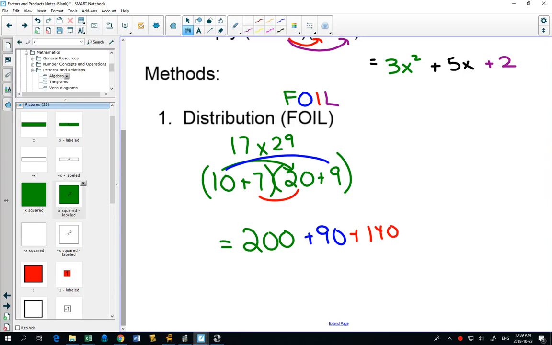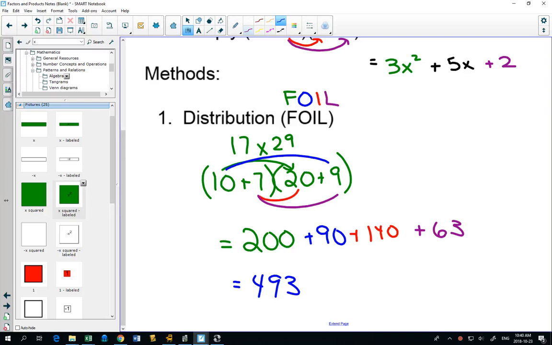Plus 140. Great. Last one, 7 times 9. Plus 63. Adding these all together, $493. Nice.